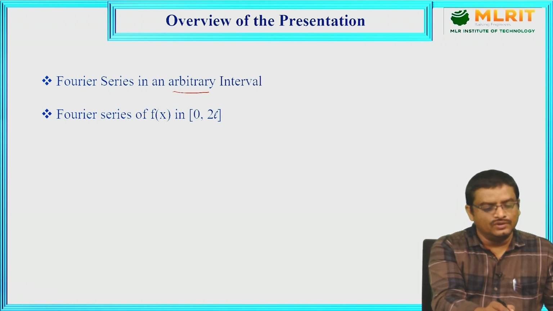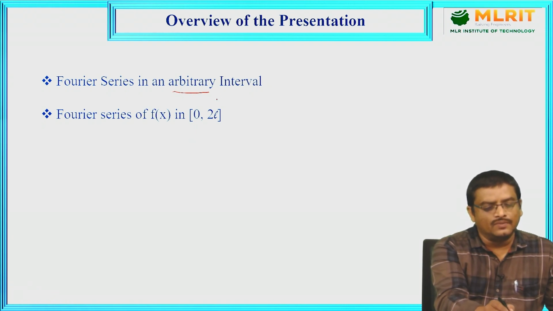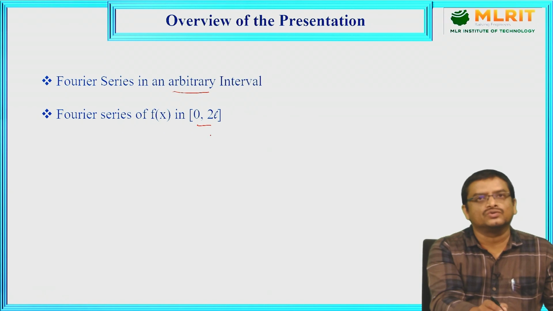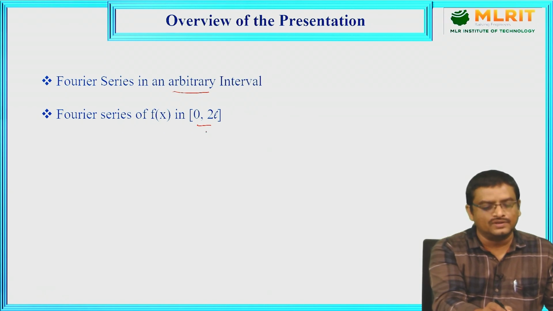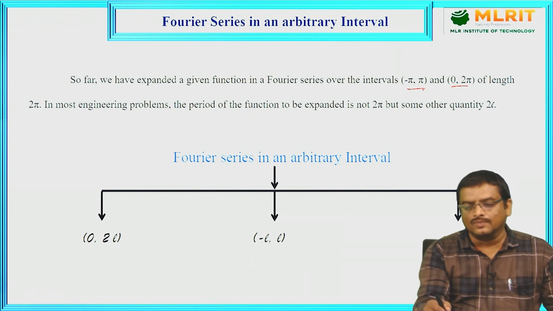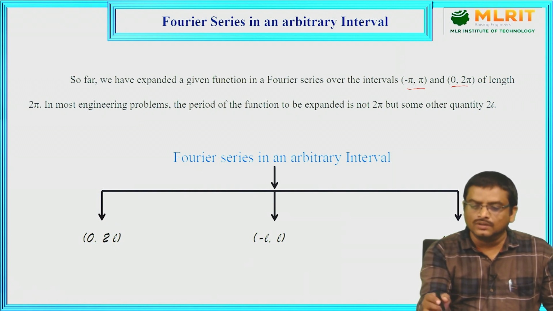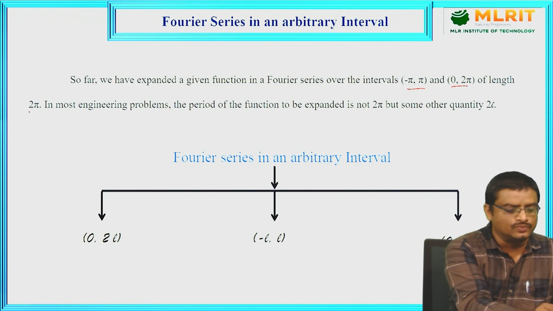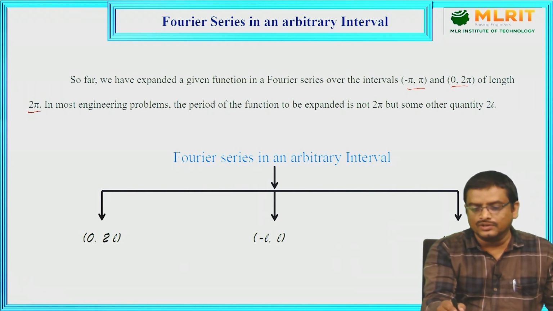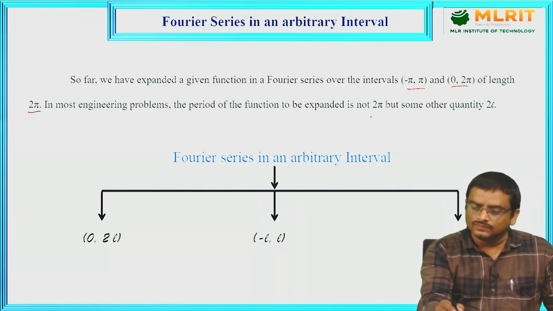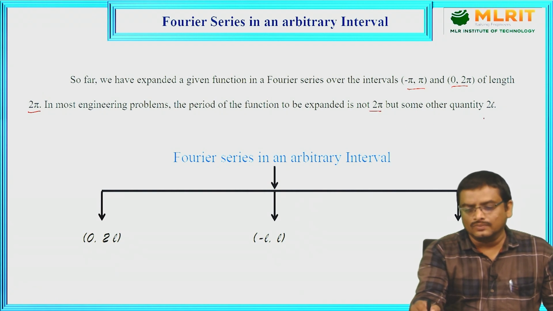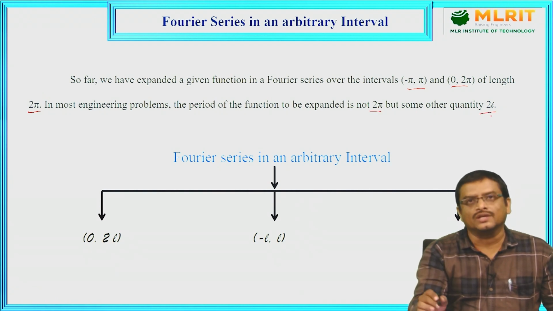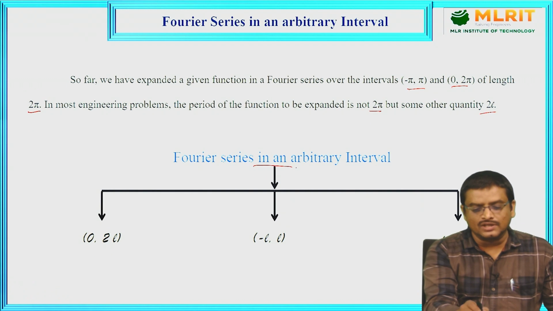In this video, especially in this arbitrary interval, we are going to discuss how to find out the Fourier series of f of x in the interval 0, 2l. We have seen minus pi, pi and 0, pi. The length of these two intervals is 2 pi. Similarly, we are going to discuss not the length 2 pi, but some quantity 2l. Now that we can consider as an arbitrary interval.